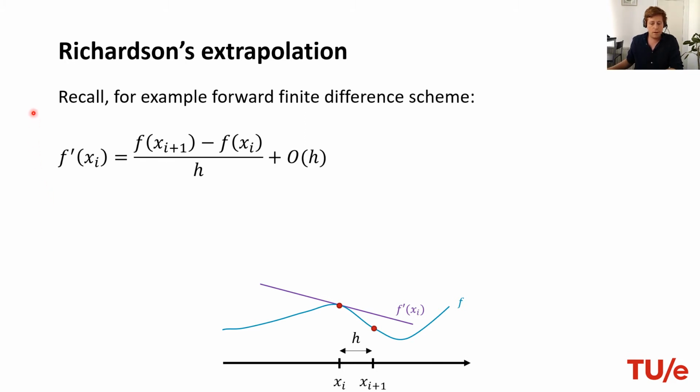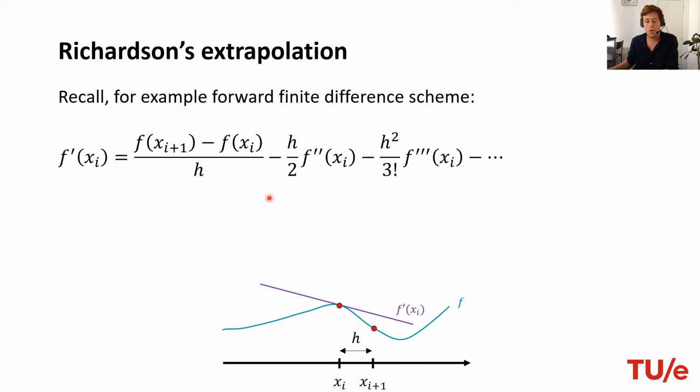Now let's just look at an example and really apply Richardson extrapolation, as this will allow you to see how it works. So recall, for example, this forward finite difference scheme for approximating the first derivative at x_i. So the slope of this purple line, that's this first derivative, and what a simple forward finite difference scheme does is it takes the function value at x_{i+1}, subtracts the function value at x_i, and divides it by the spacing between x_{i+1} and x_i. The truncation error that you end up with is of order h.